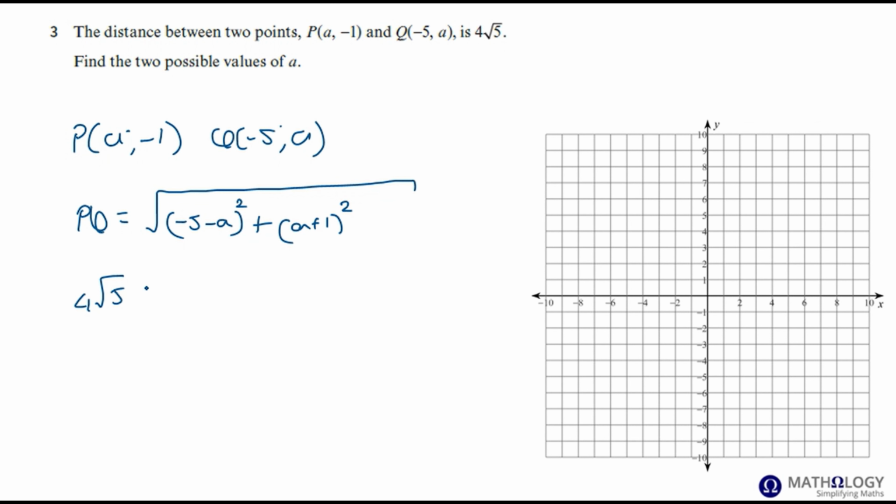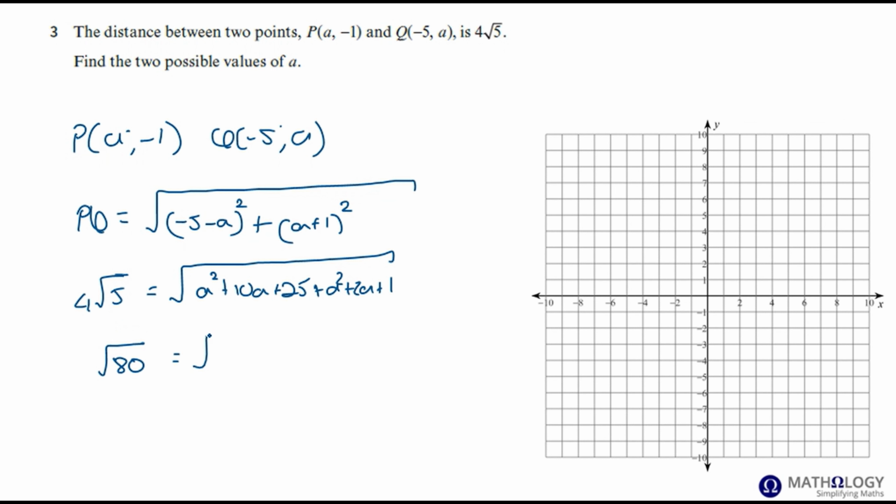So 4 root 5 equals the square root of, we're just going to multiply this all out, A squared plus 10A plus 25 plus A squared plus 2A plus 1. 4 root 5 is root 80, and that equals the square root of, just cleaning this up, 2A squared plus 12A plus 26. Then we square both sides, so 80 equals 2A squared plus 12A plus 26.